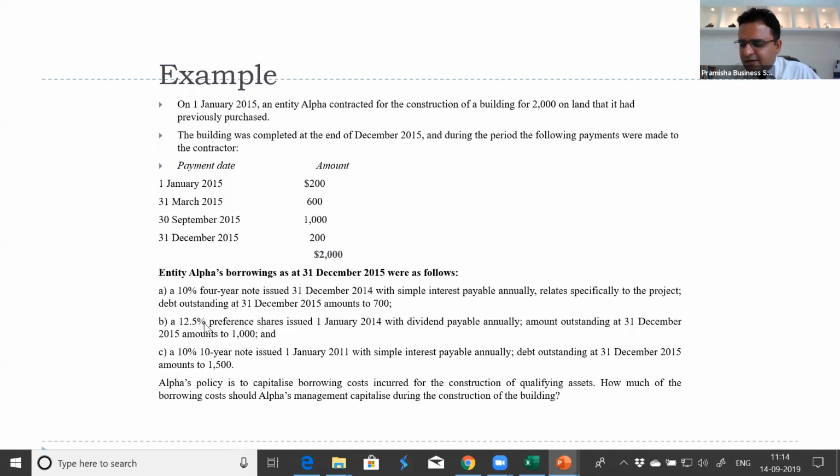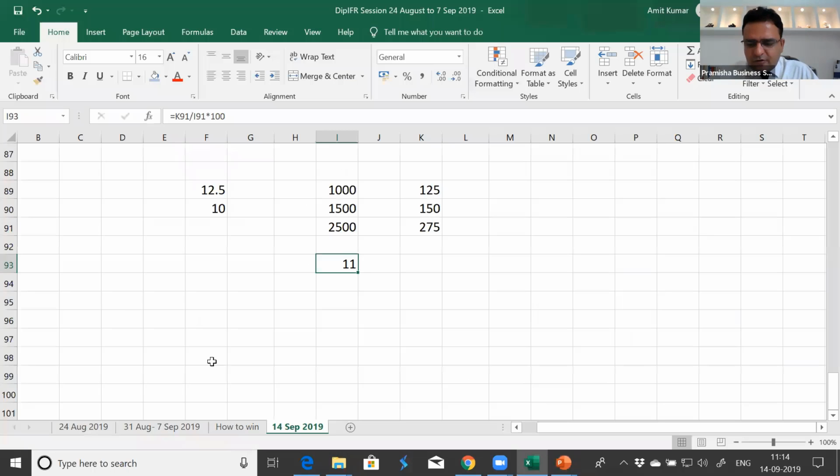So the average rate is calculated like this: if you borrowed at a 12.5% rate and we borrowed 1000, what will be the cost of interest for the year for 1000 borrowed at the rate of 12.5%? If you borrowed 1500, what is the interest cost at the rate of 10% for the year? So total funds borrowed are 2500, 1000 at the rate of 12.5% and 1500 at the rate of 10%. So total interest cost for the year will be 125 and 150 respectively for these two borrowings, A and B. And the total interest cost for the year is 275 and the total borrowed funds is 2500. What is the average capitalization rate?